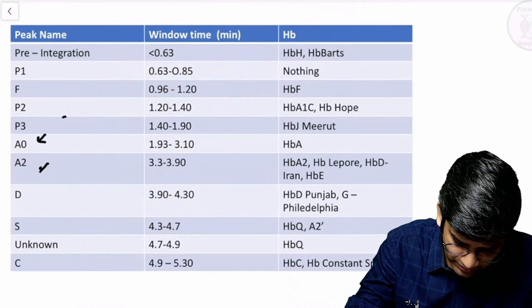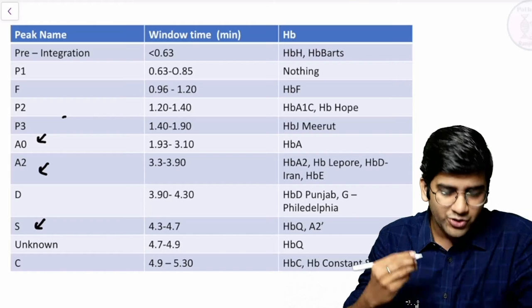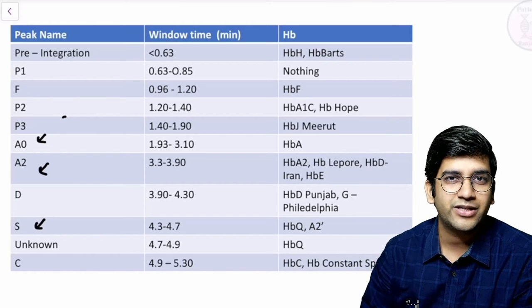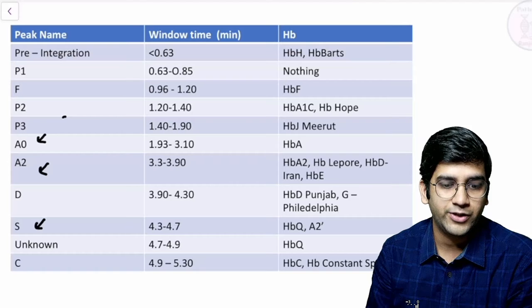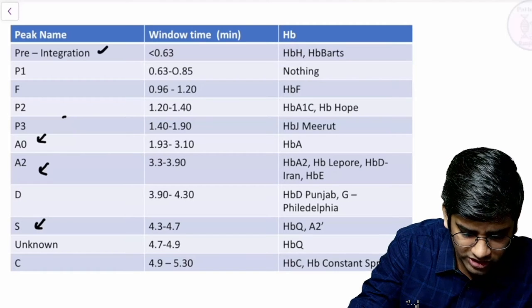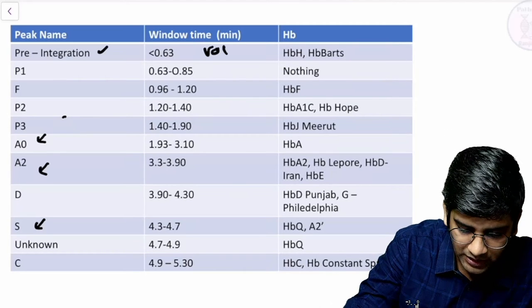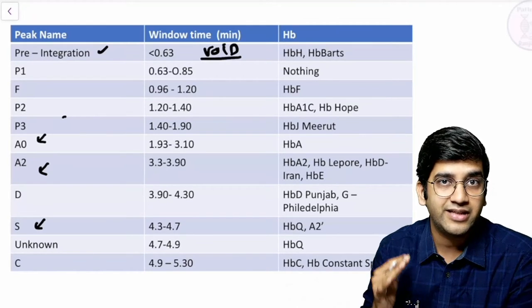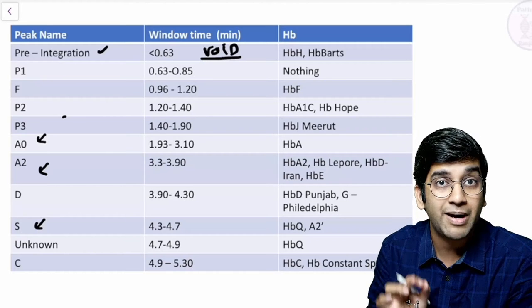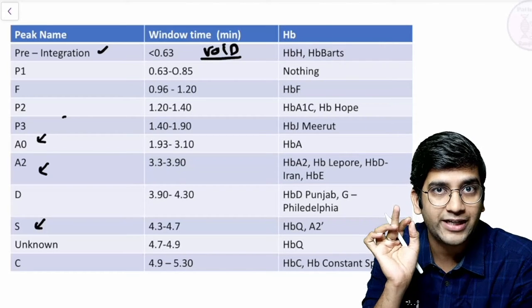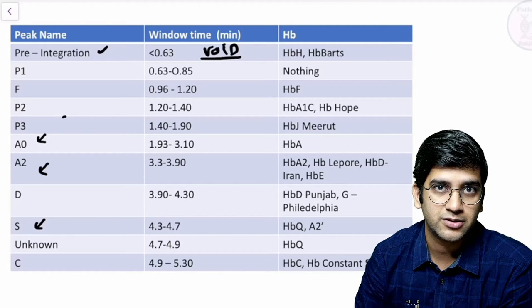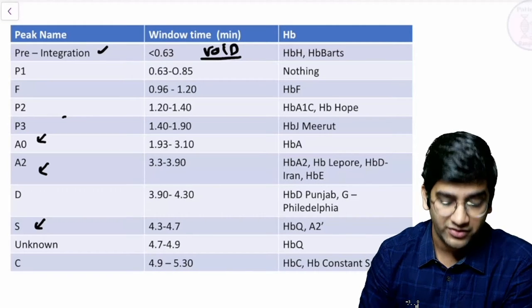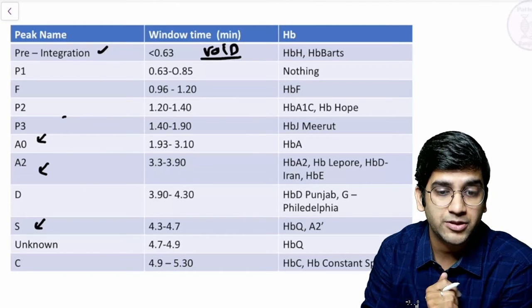Remember this, this, this. Because these three are the ones which commonly come, right? A, A0, that's hemoglobin A, A2, as well as your S window. So these are the S windows. This is what I call the pre-integration or the void time. I won't have any peaks at the void time. I cannot quantify, but if you have a peak in the void time, very, very early, think of hemoglobin H or hemoglobin Bart's, alpha thalassemia, right? Think of that if you have something in the pre-integration place.